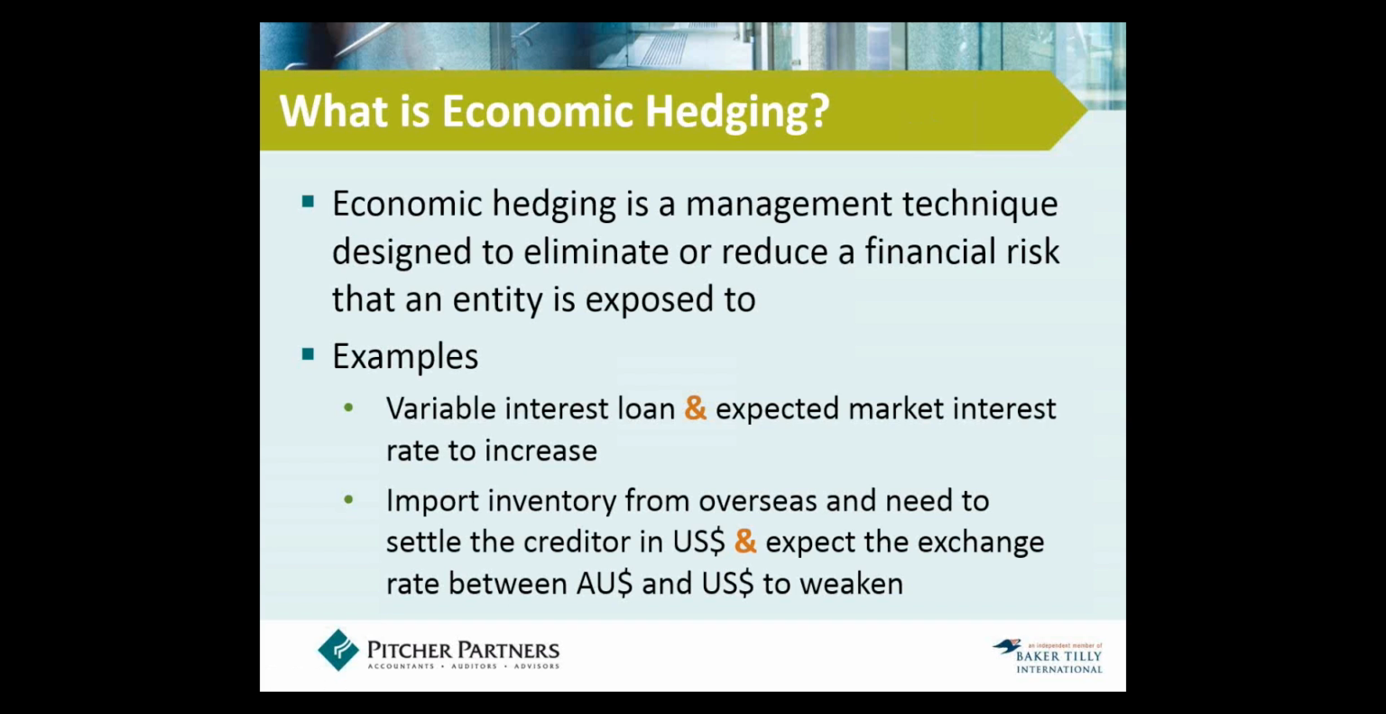So I've got two examples here. The one is we've got a variable interest loan and we expect the market interest rate to increase. And you think, I don't want to pay a variable interest rate if interest rates are going up. So to offset that risk or limit that risk, I should swap over to a fixed rate loan. And we often see this with home loans in your personal finances. If you've got a variable interest rate loan, you expect the interest rate to go up, you can go to the bank and fix your home loan.